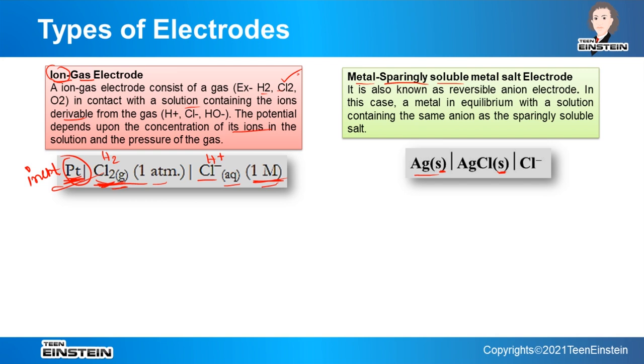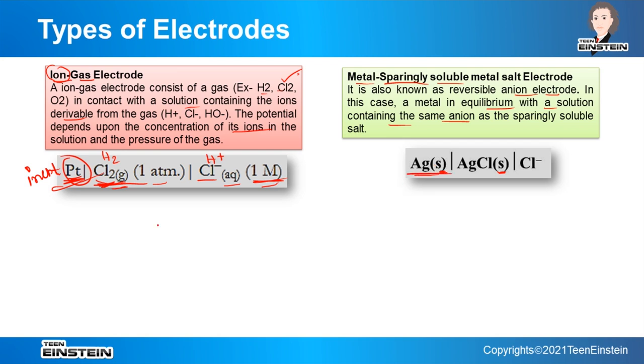here it is sparingly soluble. So it is also known as a reversible anion electrode, because the anion that is present, that is Cl minus, can remain in equilibrium with this AgCl. So that is why it is a reversible anion electrode. In this case, a metal is in equilibrium with a solution containing the same anion. So here this is the electrode.